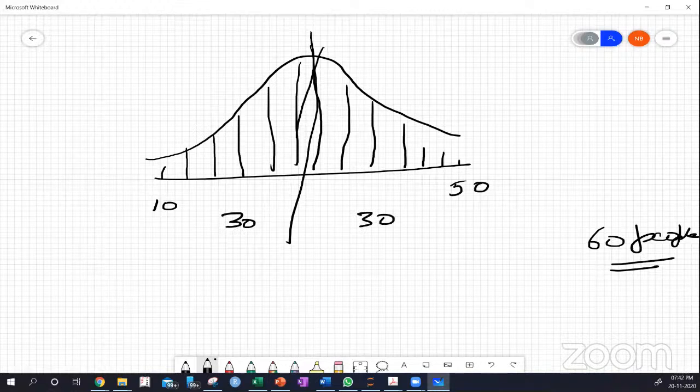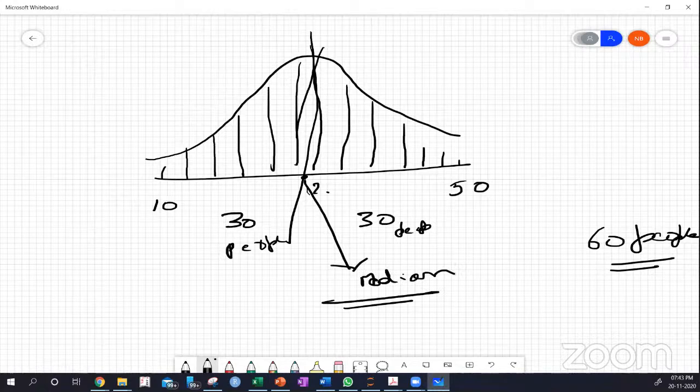Now the question is, okay sir, you're telling this side you have 30 people, this side you have 30 people, fine. But what is the mark which is dividing these 30 people and those 30 people? Are you able to understand? This mark is called the median.